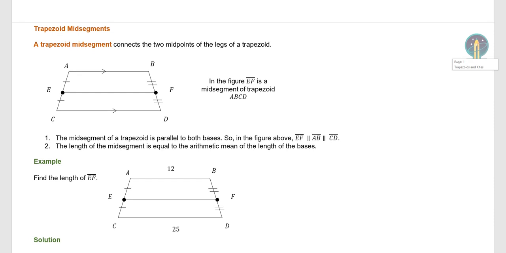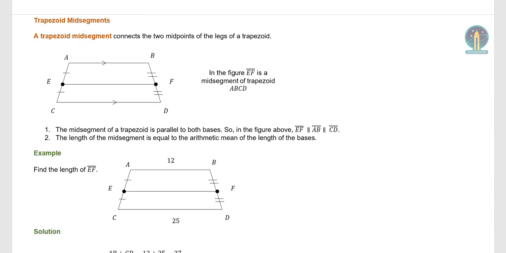We have another feature of trapezoids, and that is the midsegment. So a trapezoid midsegment connects the two midpoints of the legs of a trapezoid. Okay, so legs AC and BD each have midpoints. Midpoint of leg AC is point E. Midpoint of leg BD is point F. So the midsegment is the line that connects the midpoints.